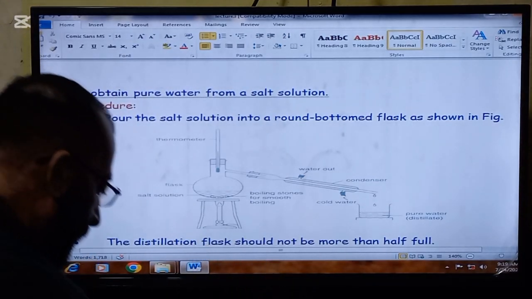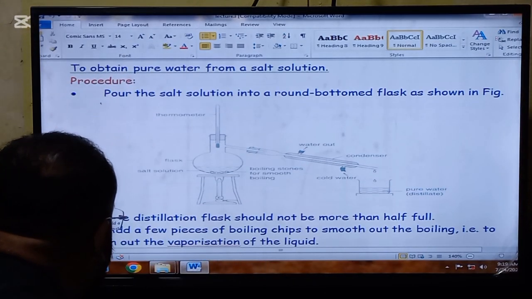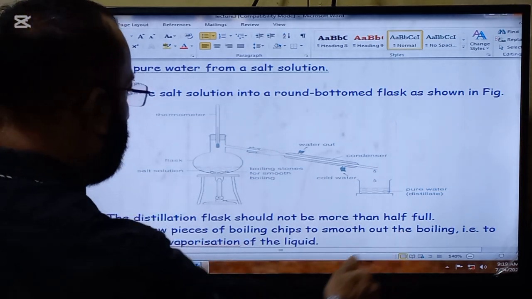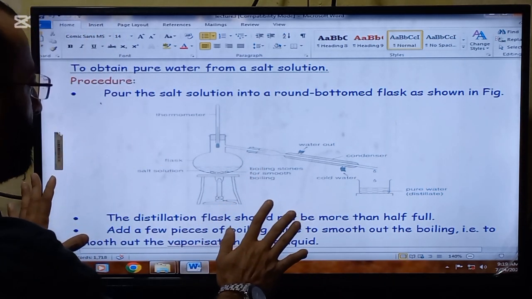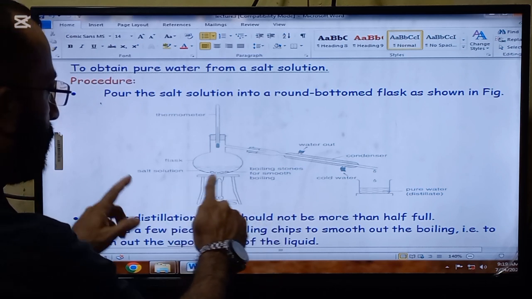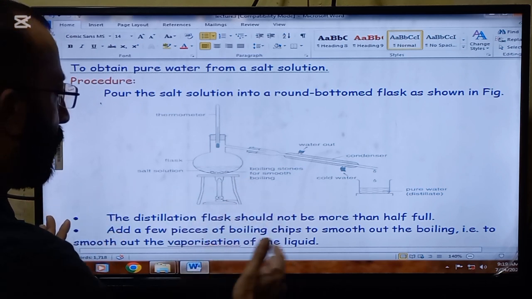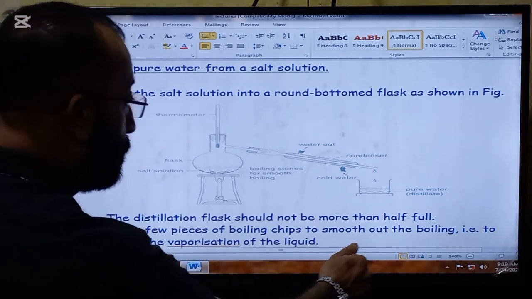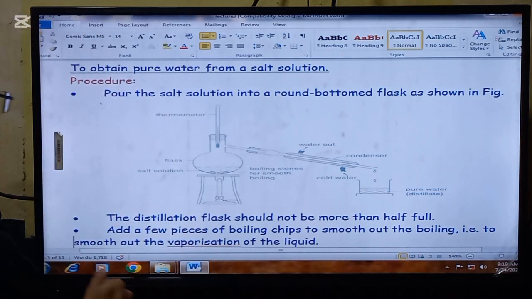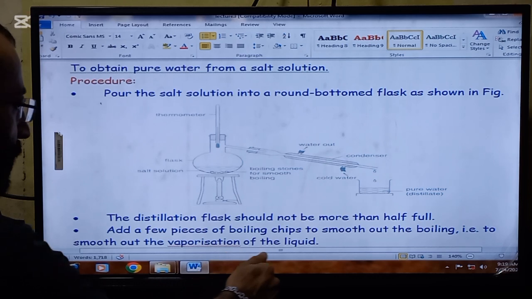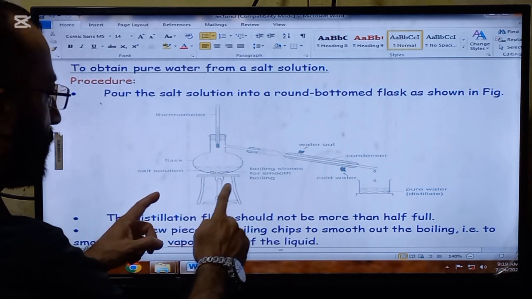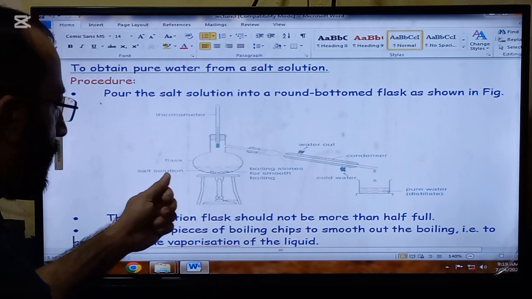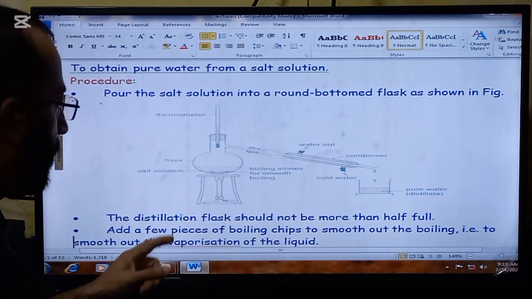So look now, here is the explanation that we are going to read. The distillation flask should not be more than half full. This is another point to be noted. The round bottom flask should not be more than half filled. Add a few pieces of boiling chips to smooth out the boiling, that is, to smooth out the vaporization of the liquid. The function of the boiling stones is to distribute the heat into the water uniformly.